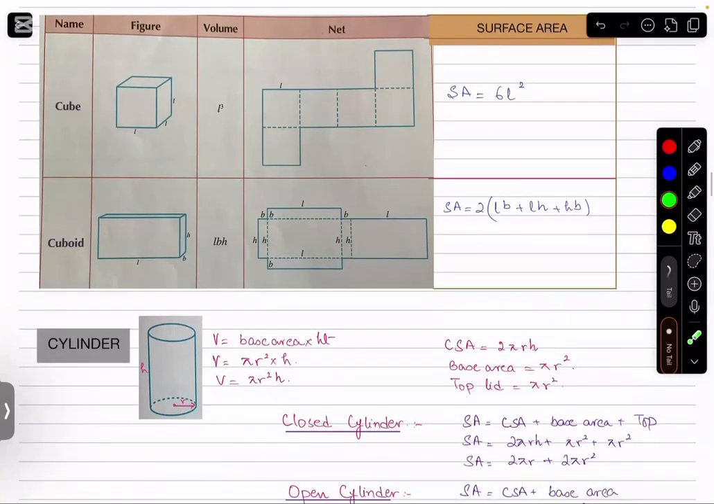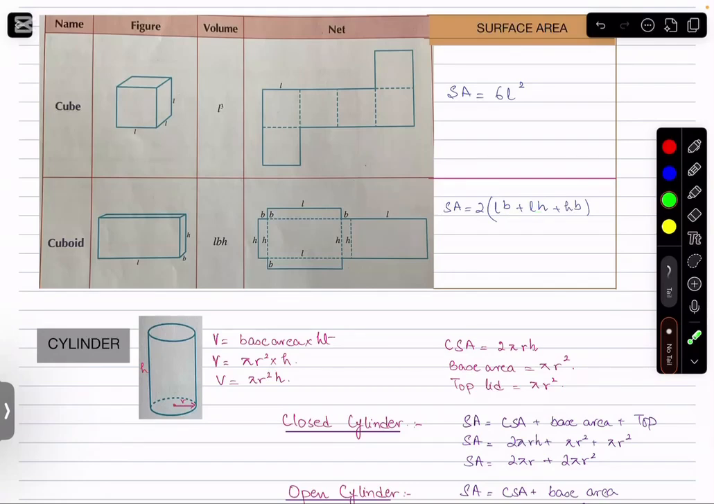A cuboid is when length, breadth, and height have different dimensions. So if this is length, breadth, and height, this is how you should be making the net for this cuboid. And the surface area of the cuboid is twice of length times breadth, plus length times height, and then height times breadth.